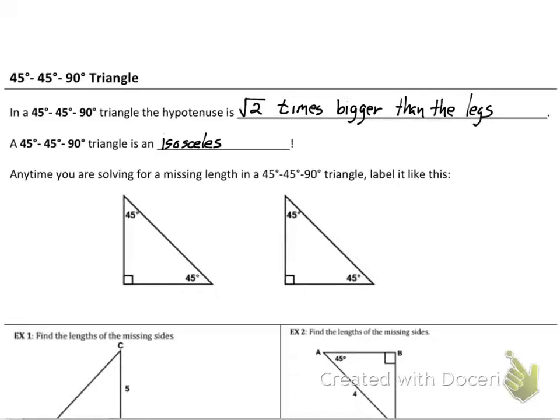When you say bigger than the legs, do you mean bigger than one of the legs or bigger than both of them added together? I'll show you down here. As we know, both of our legs need to be the exact same size. And our hypotenuse is obviously going to be across from our 90-degree angle. So our hypotenuse is right here.